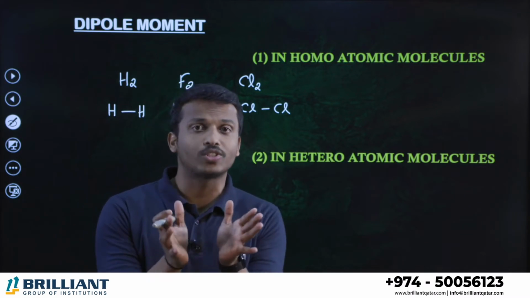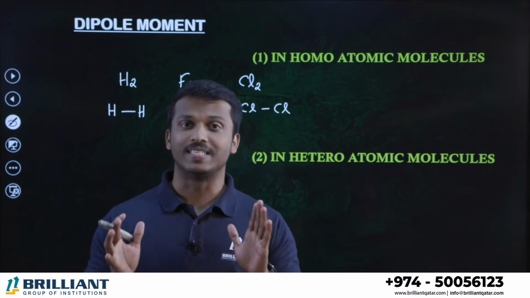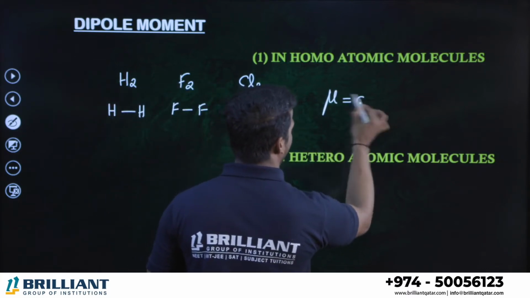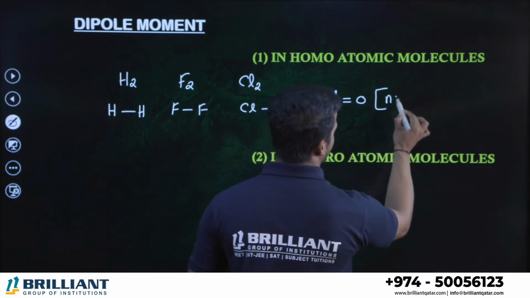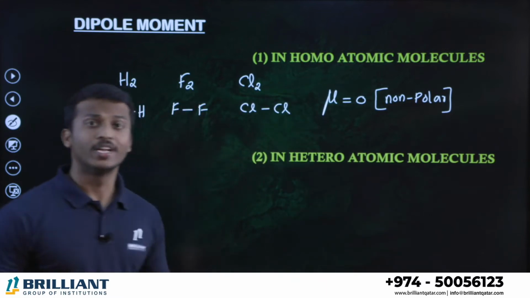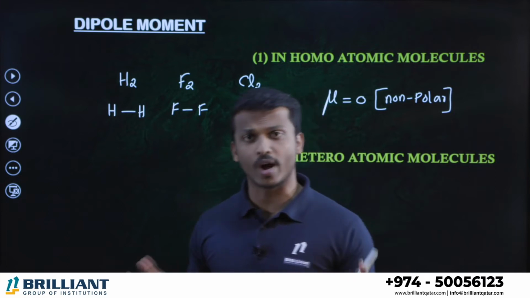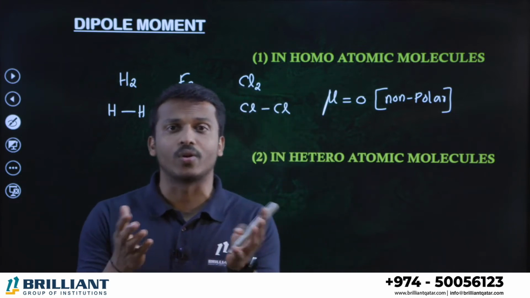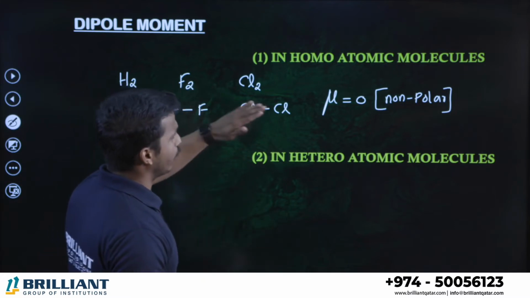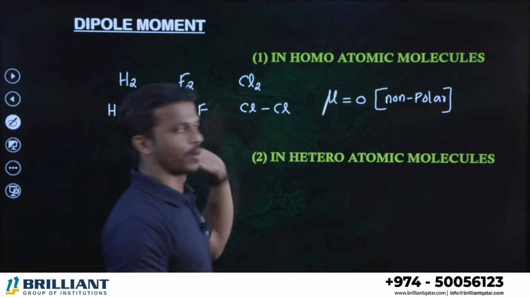Chlorine means homoatomic species, their dipole moment is equal to 0. In this kind of system, dipole moment is 0, or you can say that these systems are non-polar molecules. So homoatomic molecules, when you consider, are non-polar species. Why? Because there is no change in electronegativity nor charge separation, right? Therefore, for homoatomic molecules the dipole moment is 0. Homoatomic molecules are non-polar molecules.